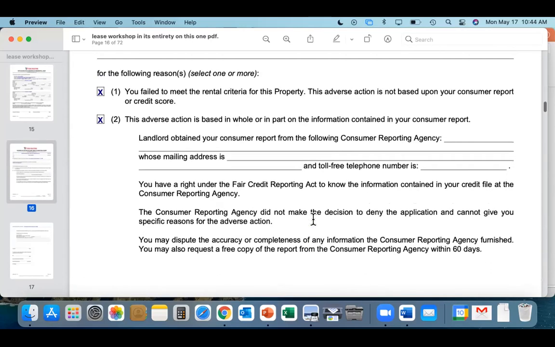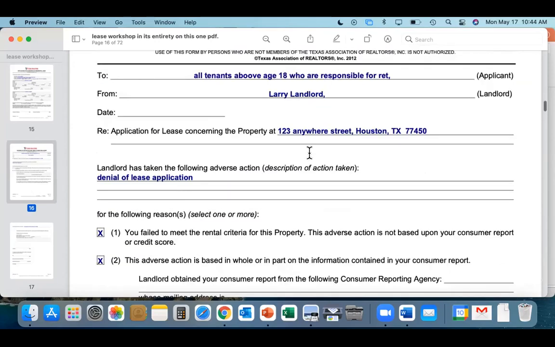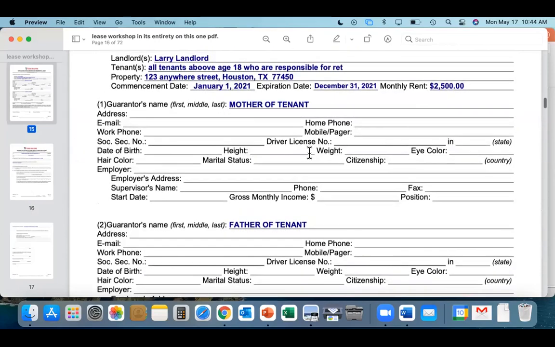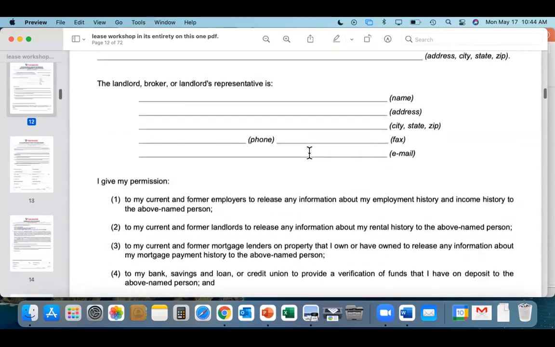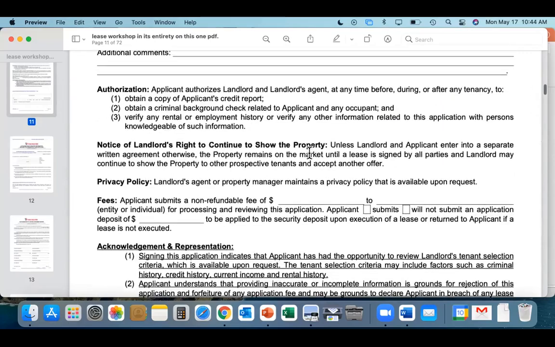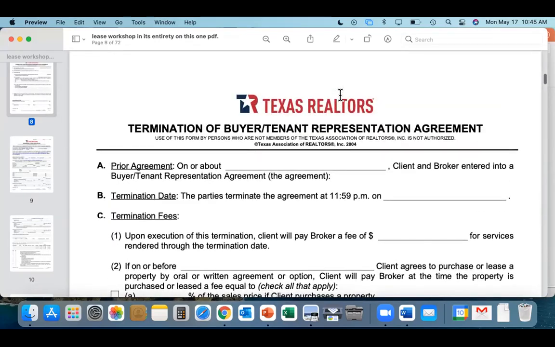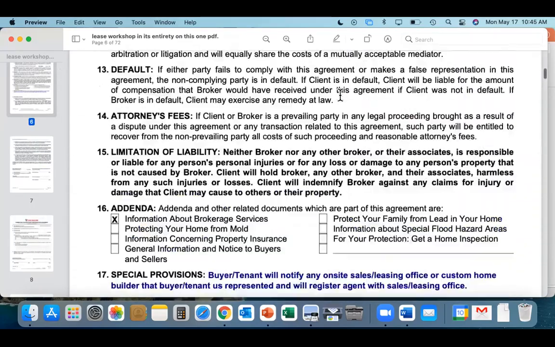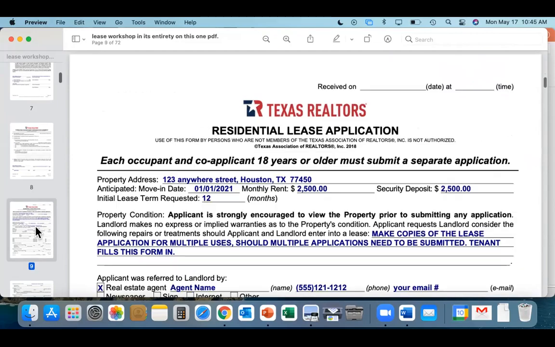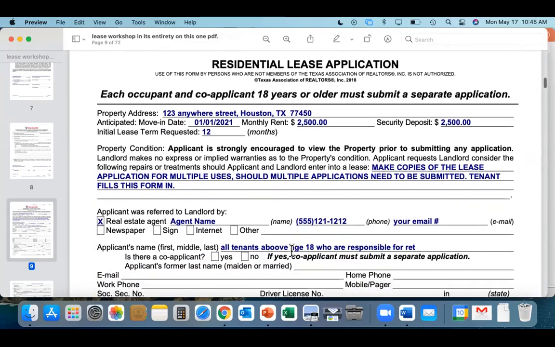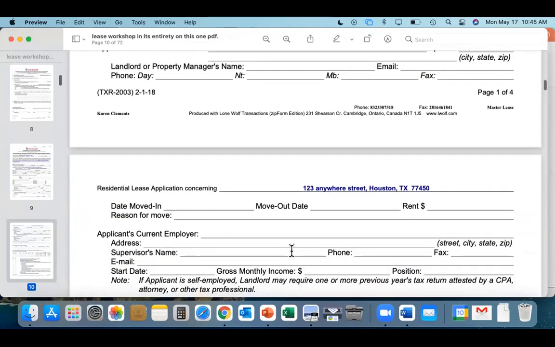So all tenants above 18 are responsible. And then under that, is there a co-application? So what would be the difference? If it's a husband and wife, both their names are in the applicant's line? Yes, so let me go back up. The question is back on the application. I'm going to go back there. Did I pass it? Okay, so the question is on the application about a co-applicant.